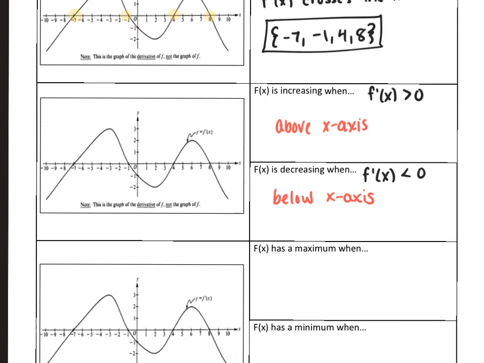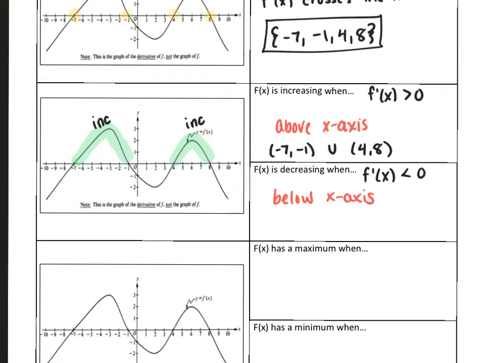If we talk about increasing, I'll use green to highlight increasing. Increasing will be from the x value of -7 to -1. Then it's also going to increase from 4 to 8. How we would write that is using an open interval. It's going to increase from -7 to -1 union 4 to 8. That's when it's above the x-axis, so this is where f of x would be increasing.